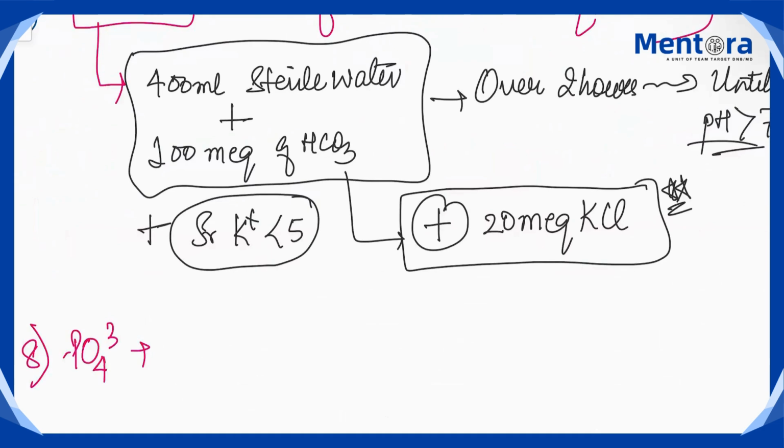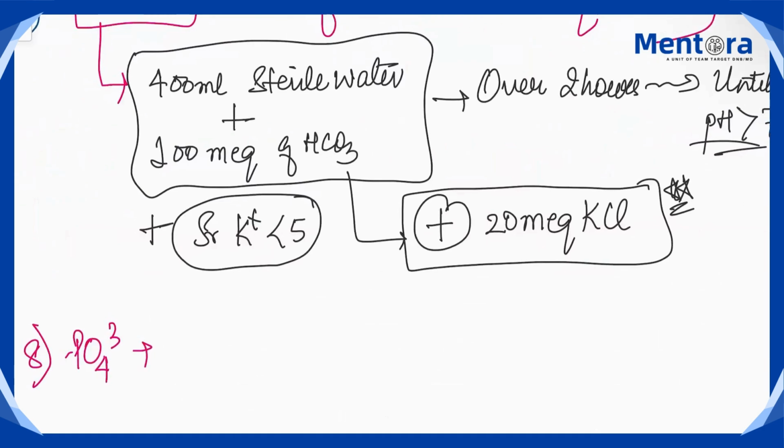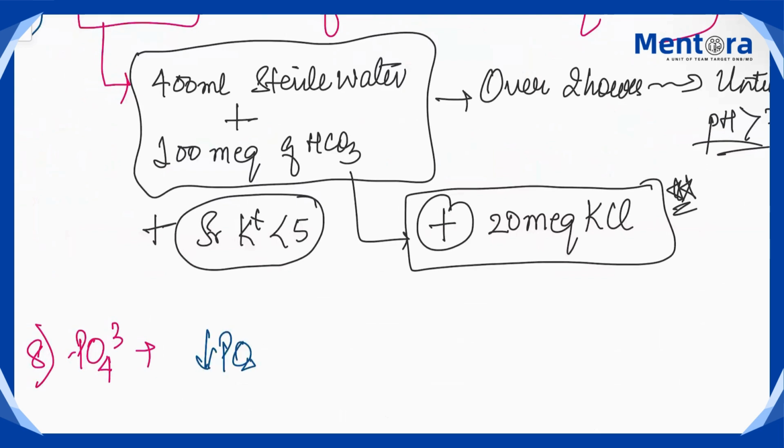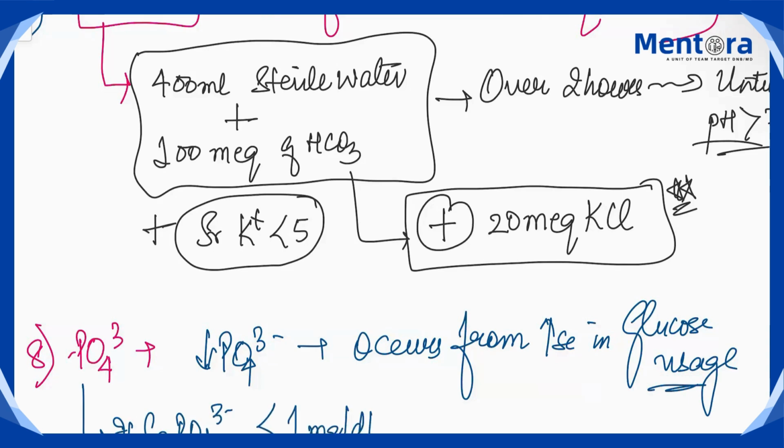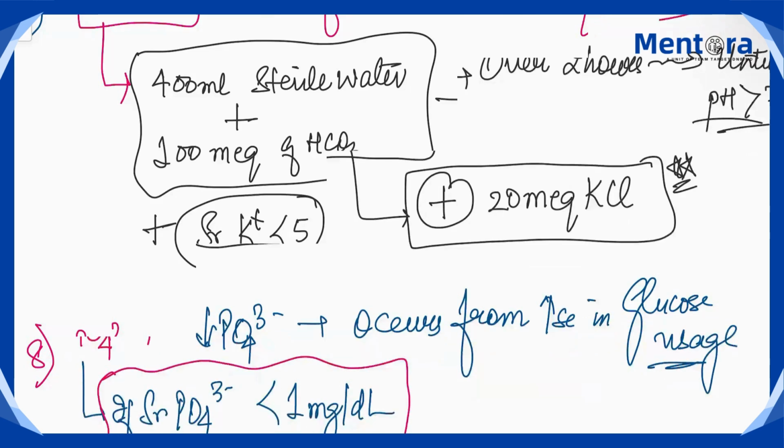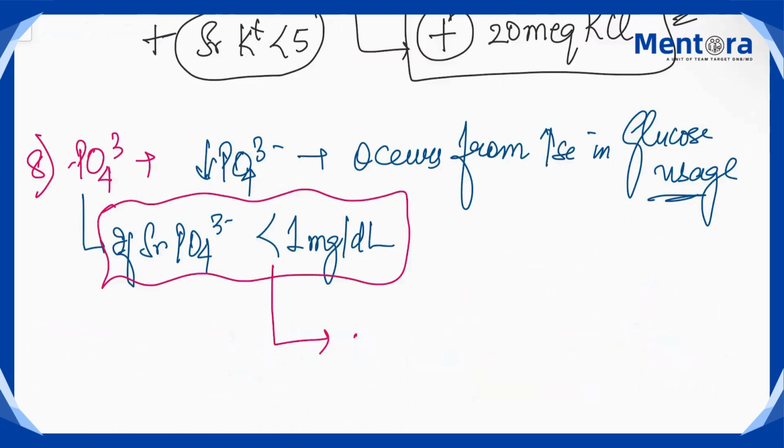Okay. Why does phosphate decrease in DKA? It is because of increase in glucose usage. So there is decrease in phosphate levels from increase in glucose usage. Okay, because glucose consumption is increasing, your phosphate level goes down. If your serum phosphate level is less than 1 milligram per deciliter, then you have to give phosphate supplementation.